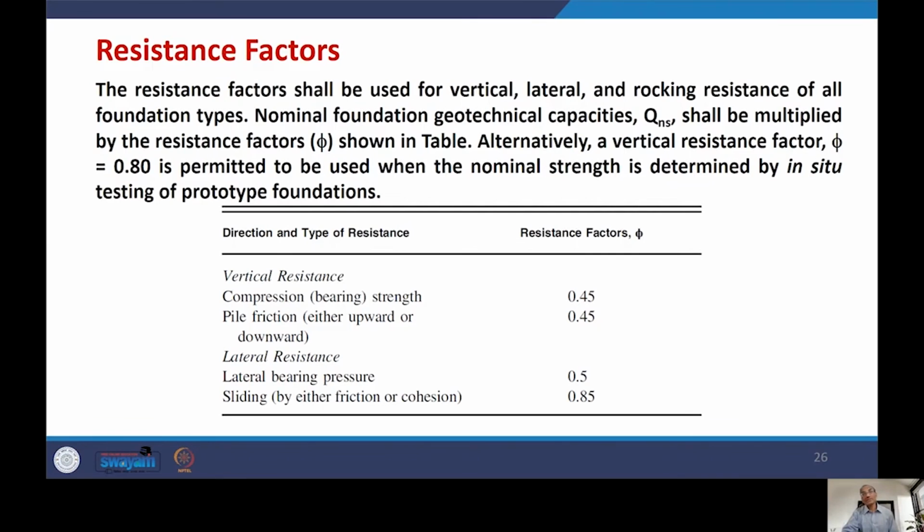Then further, the ASCE says the resistance factor shall be used for vertical, lateral, and local resistance, for all foundation types. Nominal foundation geotechnical capacities QNS shall be multiplied by the resistance factor phi, which is shown in the table, or alternatively, a vertical resistance factor phi equal to 0.80 is permitted to be used, and the nominal strength is determined by in situ testing of prototype foundations. So these are the restrictions, and in this table, one is for vertical resistance, another is lateral resistance.